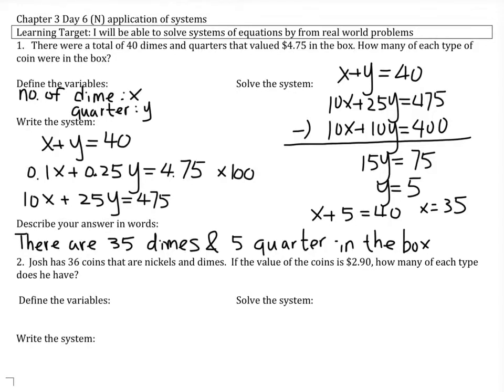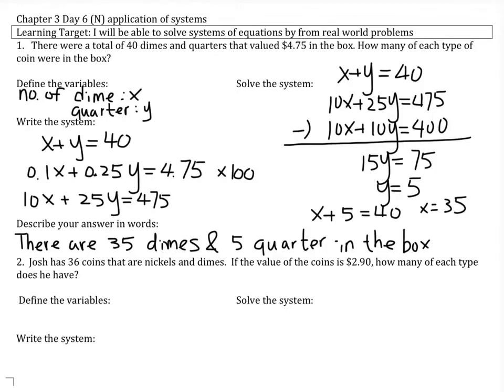So first one, we're given the scenario of a total of 40 dimes and quarters that valued $4.75 in the box. How many of each type of coin were in the box? So first I would like to define the variables. Remember we did this in the linear programming. So let's do a quick review.